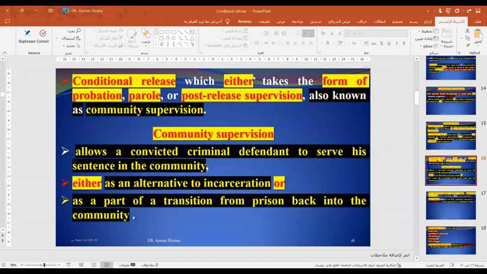Community supervision allows a convicted defendant to serve his sentence in the community, or a part of the sentence in the community, either as an alternative to a prison sentence or as part of a transition from prison back into the community.